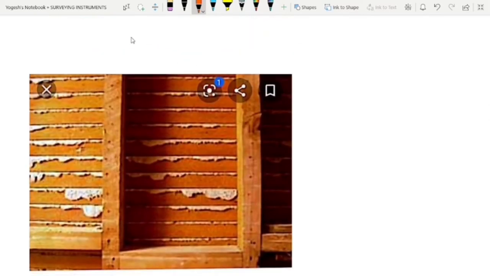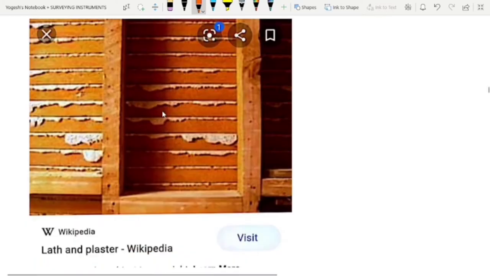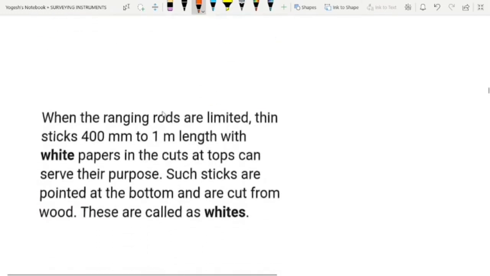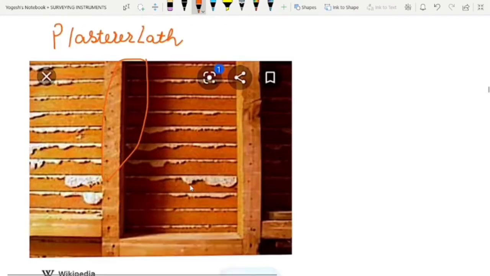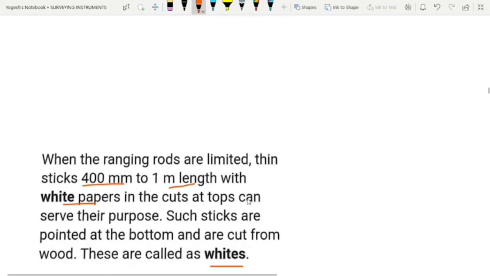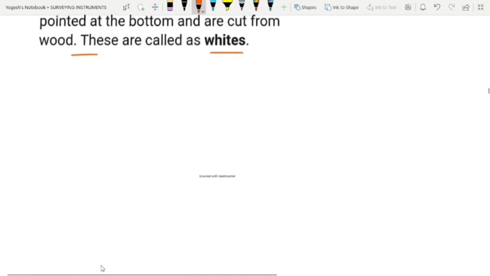Plasterer laths are basically used for marking positions in place of wooden planks. When ranging rods are limited, thin sticks of 400 mm to 1 meter length with white paper cuts at the top can serve the purpose. These are called whites, or plasterer laths. Such sticks are pointed at the bottom and carved from wood.